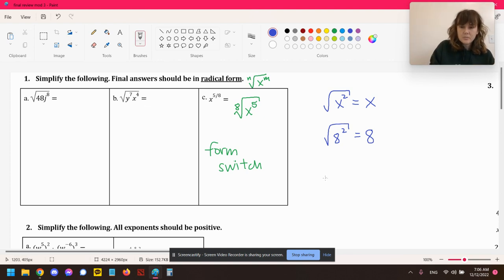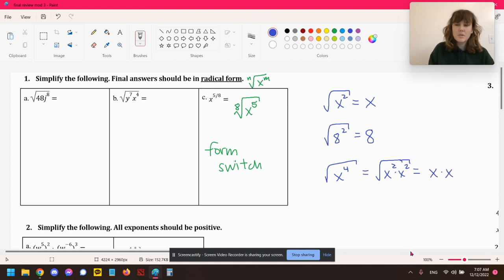So here, if I see something like x to the 4th, I can think of this as 2 x squareds, which means my answer should just be x squared. So in the final answer of this problem, I've got an x squared no longer under a square root. We took the square root. That's why it's x squared instead of x to the 4th.